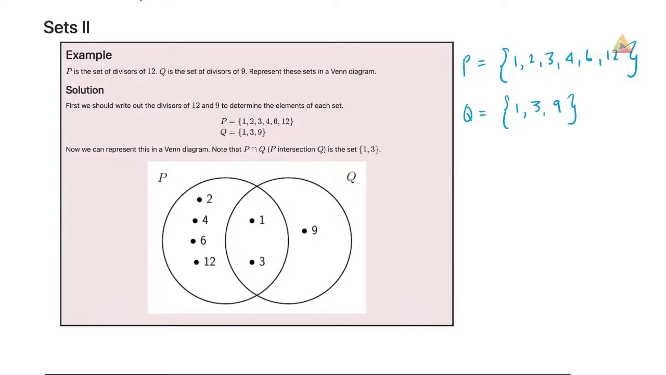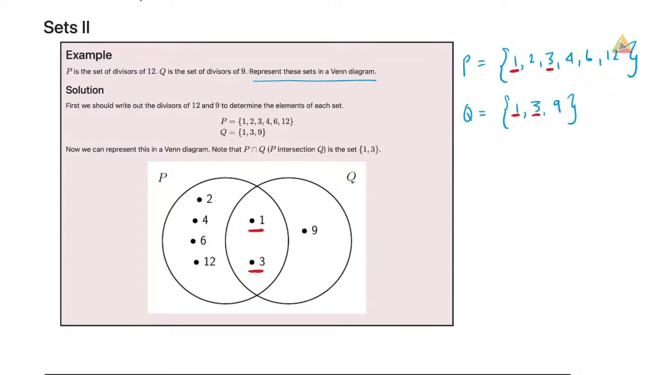So if we have to show this on a Venn diagram, which is what you're asked to do, represent these sets in a Venn diagram, the first thing you do is find out what's common to both. As you can see there, you'll find the number 1 in both P and Q, and you'll also find the number 3 in both P and Q. And that's where we put it on the Venn diagram. So we put it in the intersection part, so we have the number 1 and the number 3, because you'll find them both in P and Q.